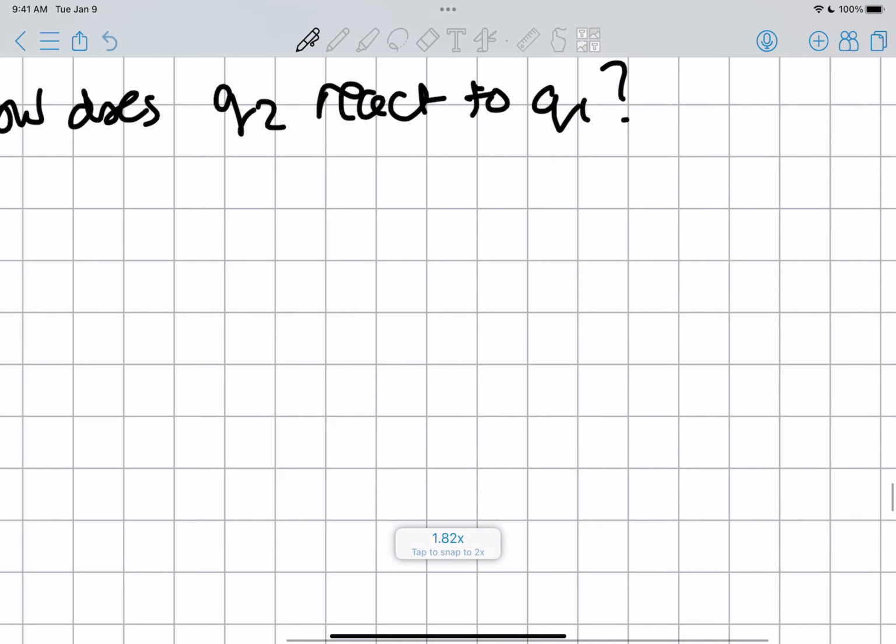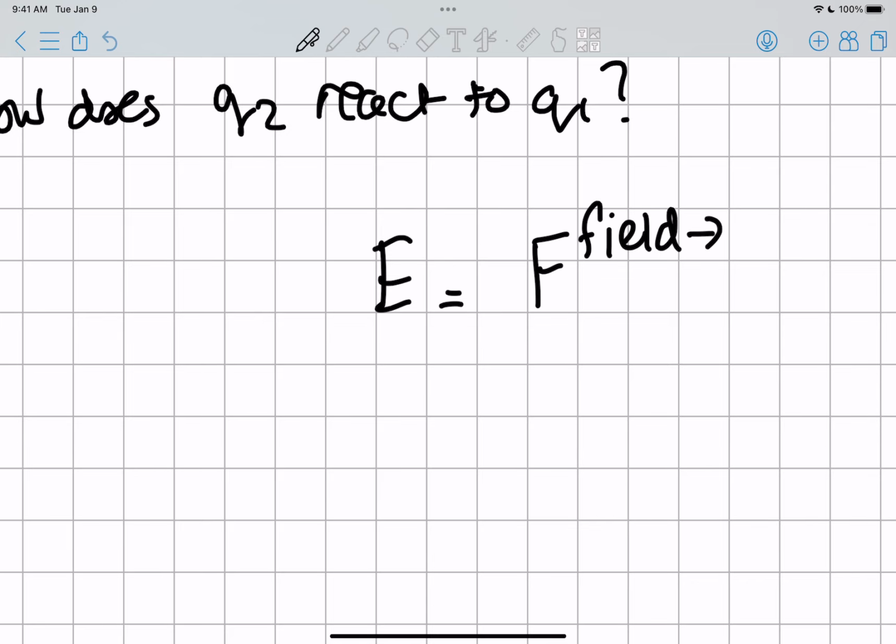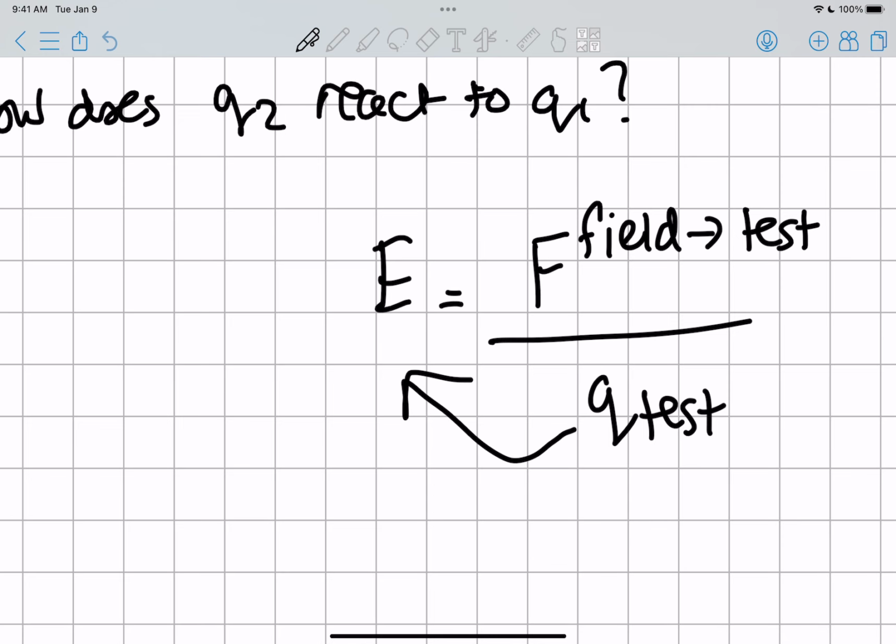Another way they've written it down on the equation sheet, and this is really helpful to see, is that the electric field at a specific point is equal to the force of the field on the test charge, divided by the test charge itself. Field on test means how does the test charge react to the field? How does Q react to the sheet? So you just multiply over, EQ is equal to F.